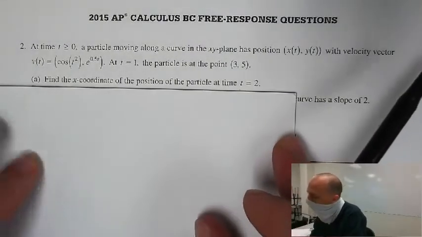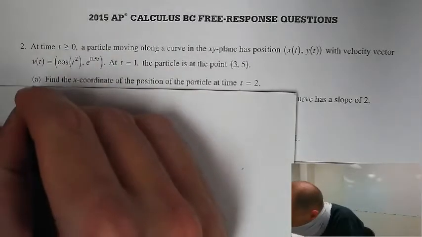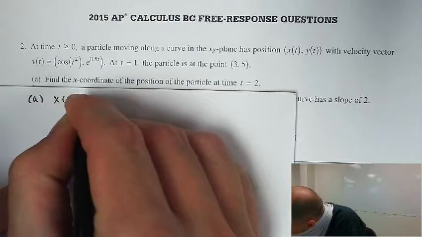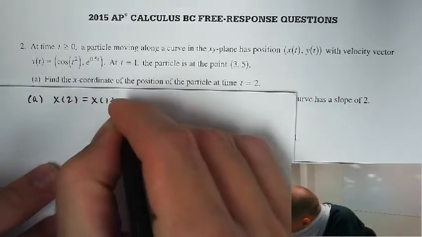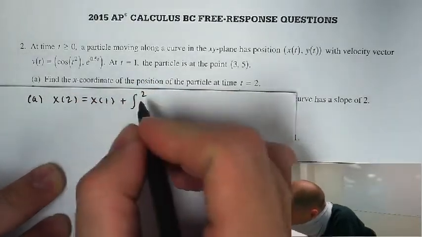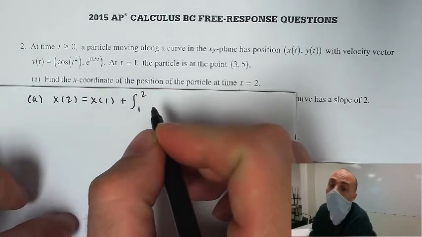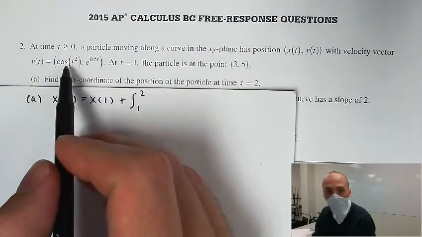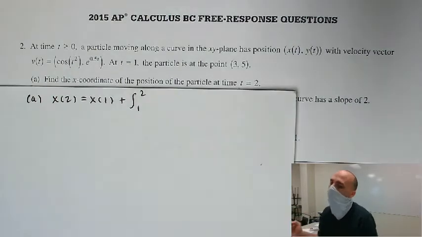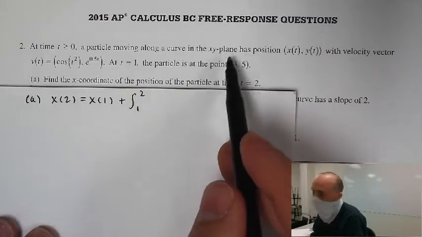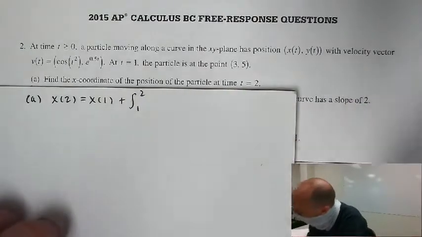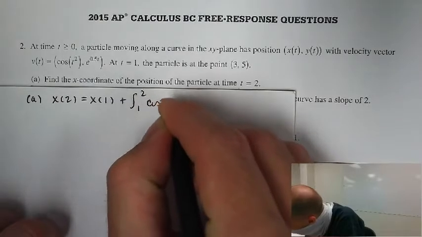Find the x-coordinate of the position at time t equals 2. This is going to be very similar to what we did in the last problem with the first part. So I'm going to say that x of 2 equals x of 1 plus the integral from 1 to 2 of x prime of t dt. Now, I'm just saying on a safety level, I know you know that that's dx dt. But nowhere did they ever define that. I think that's a calculus knowledge piece, to know that the derivative of the position vector is the velocity vector. So just to be safe, I'm going to call that cosine of t squared.